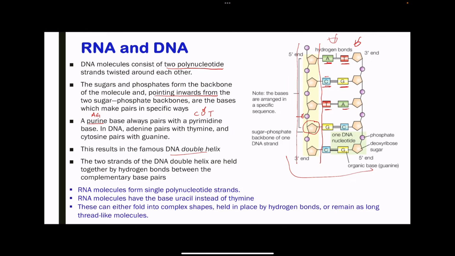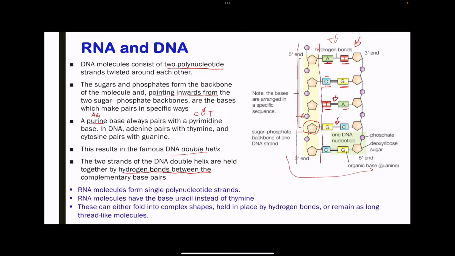It's a double helix, 2 strands joined together by hydrogen bonds in between them. The 2 strands of the DNA double helix are held together by hydrogen bonds between the complementary bases. These are hydrogen bonds holding together the nitrogen bases on either strand.